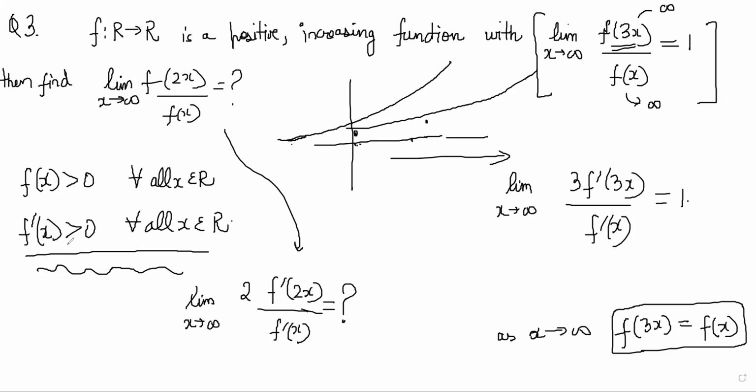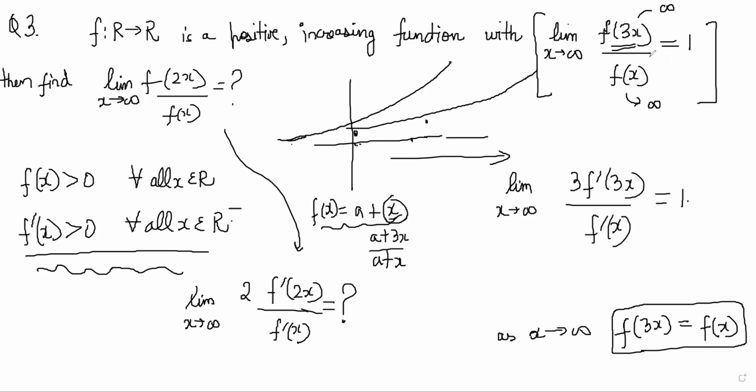If it was a linear function, something like a plus x, where a is positive, then the limit would have been 3, because f of 3x would have been a plus 3x by a plus x, and the limit comes out to be 3. So it cannot be a polynomial with an x dependency, because then the limit would not have been 1, it would have been 3 or something.